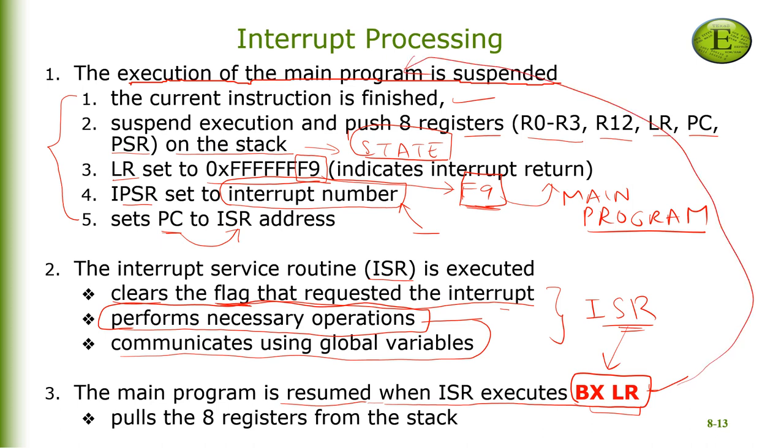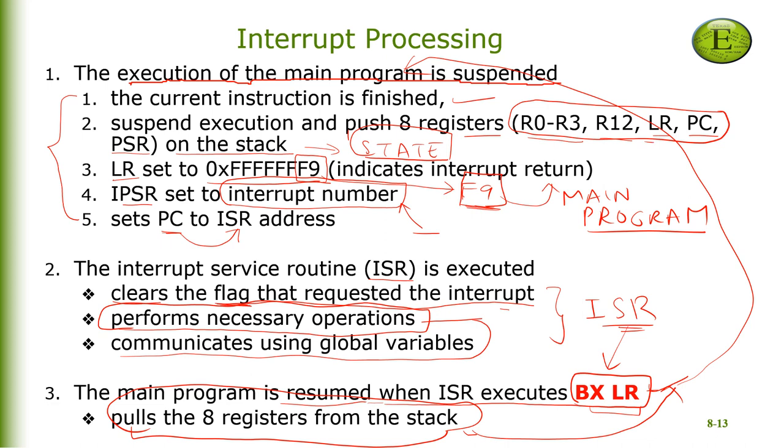But while we are going to return to the main program, we need to pull the 8 registers from the stack as well. So along the way, we have to ensure that we pull those 8 registers. What are those 8 registers? These are R0 through R3, R12, LR, PC, and the program status register. So these are the 8 registers which were pushed to the stack and are now being popped off.